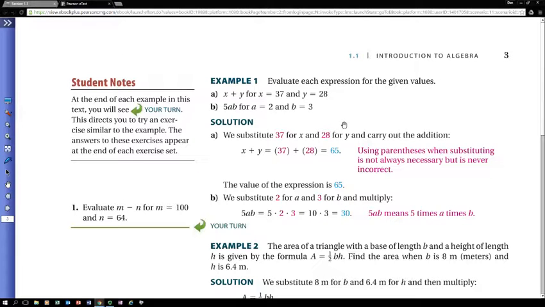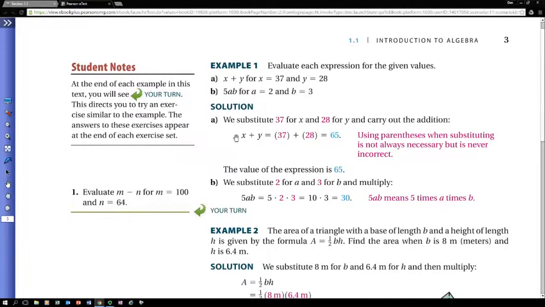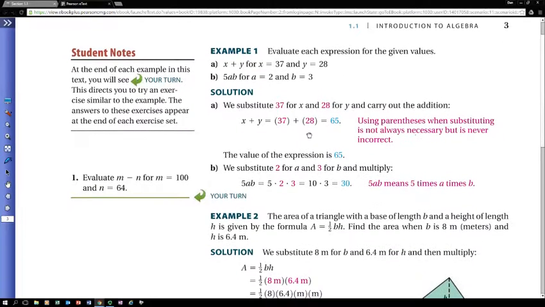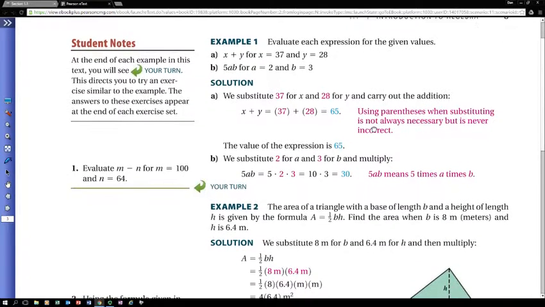And then they give us some examples to evaluate each expression for the given values. Now make sure you read the entire thing here. We have a simple expression, x plus y. So whatever values are substituted in for x will be added to whatever values we put in for y. Then they say, here's a value for x and here's a value for y. So to evaluate this expression, we'd put those numbers in for each one, do the addition in this case, and we get 65.